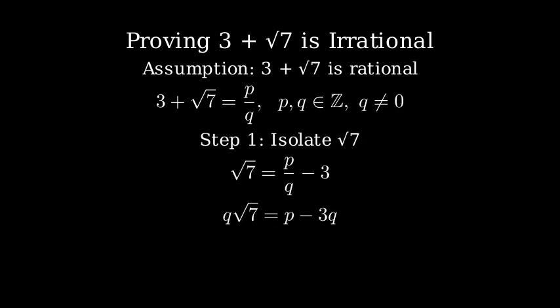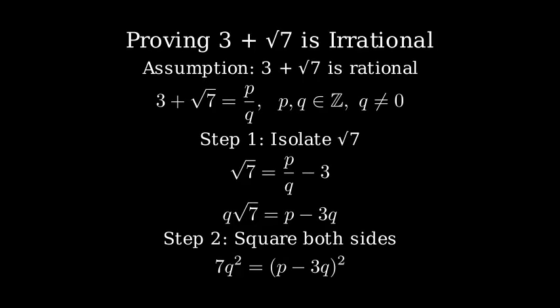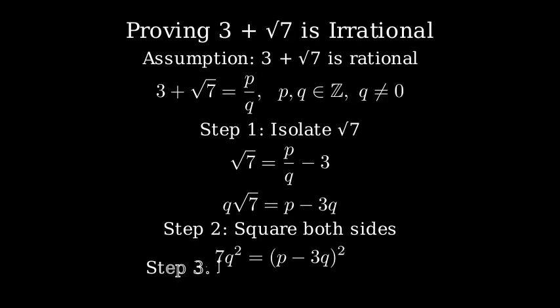To get rid of the fraction, multiply both sides by q. Now, let's square both sides to eliminate the square root. On the left side, we get 7q squared. On the right side, we get (p minus 3q) squared. Let's expand the right side. We get 7q squared equals p squared minus 6pq plus 9q squared.